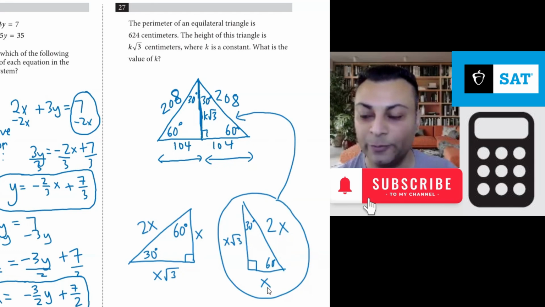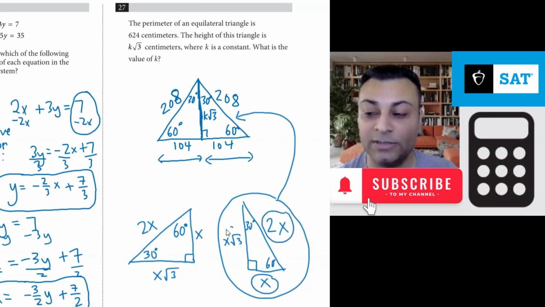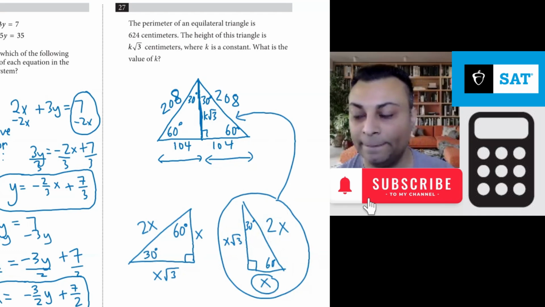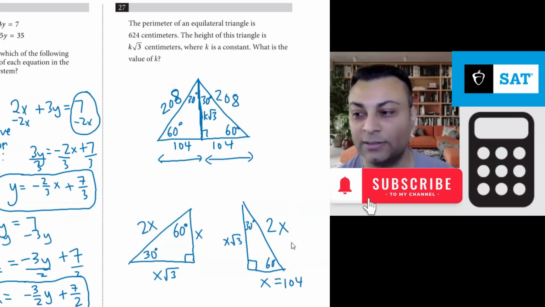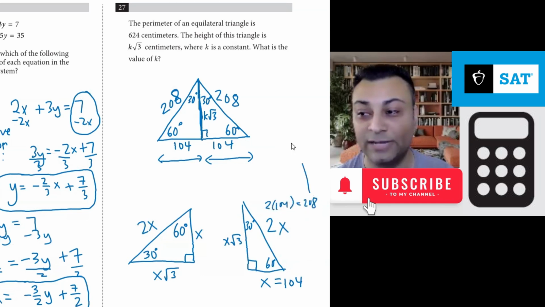Whatever this is, this has to be double of that, and this has to be that number times root 3. So if x were 104, as our picture seems to suggest, then you would expect this to be 2 times 104, which is 208, which actually matches the picture also. And finally, you would expect this to be 104 times root 3. So this k root 3 is actually 104 root 3.